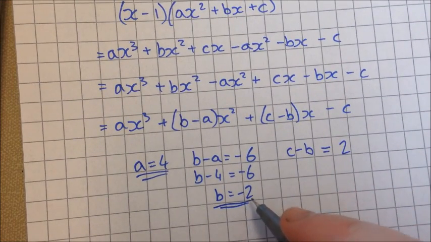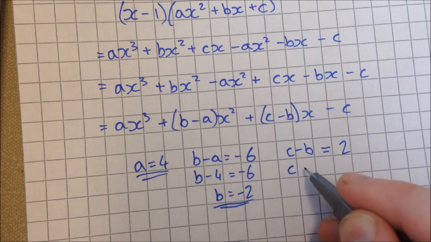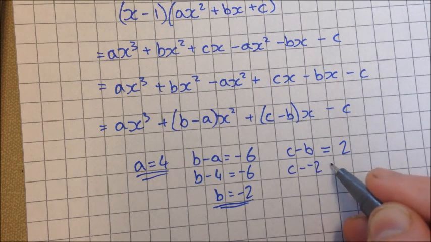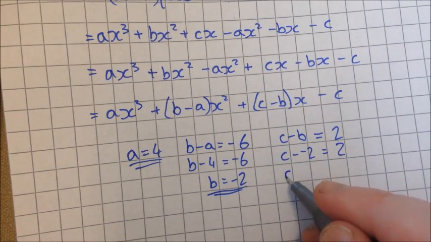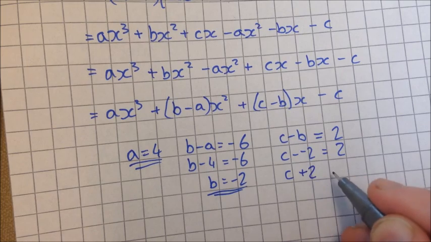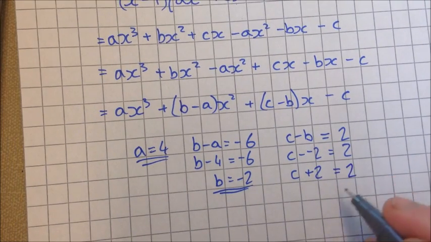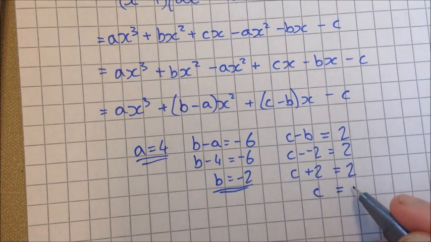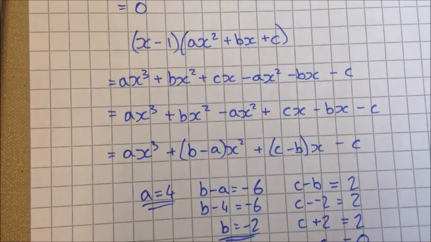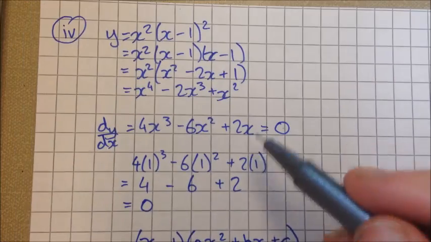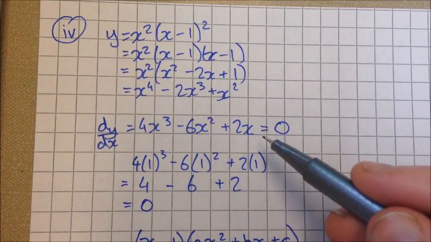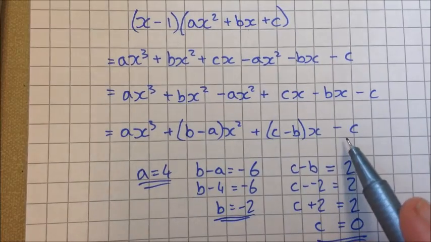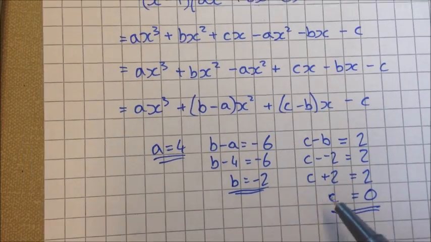We already know b is negative 2. C take away negative 2 is 2. Taking away negative is the same as adding. Take away 2 from both sides. And sure enough, C equals 0. And of course C equals 0 because there's no constant up here, so this minus C here is meaningless.